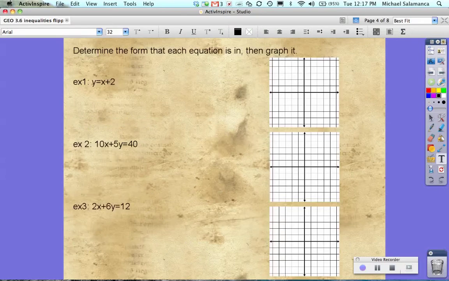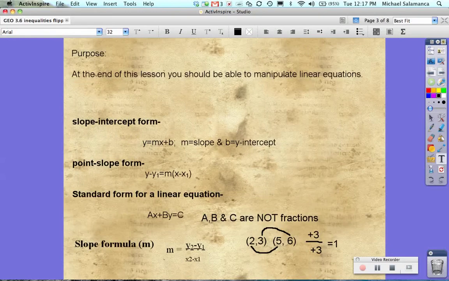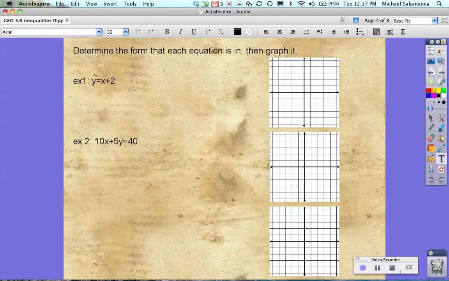So what you're going to be responsible for in the next two equations, let's take one of these out for you, is, first of all, we need to determine the form that each equation is in and then graph it. So, for example 1, what we can actually do is look back at the last page and see which one it matches the most. And in this instance, this is actually the slope-intercept form, and for number 2, this is in the standard form.